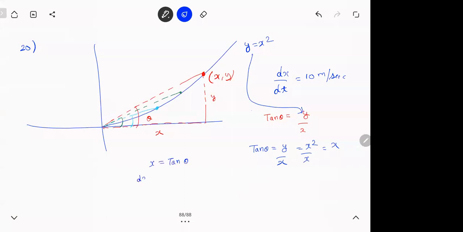So if you differentiate, dx by d theta will be secant square theta. So dx will be secant square theta d theta divided by dt. Basically, he is asking the rate of change of theta. This is a lengthy word. dx by dt will be secant square theta d theta by dt. So from here you get d theta by dt, which is dx by dt divided by secant square theta.